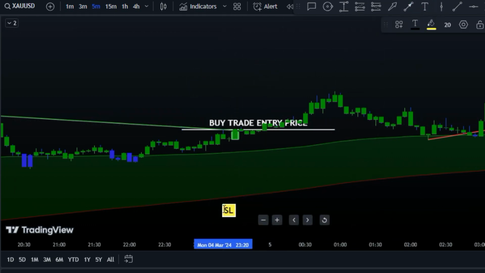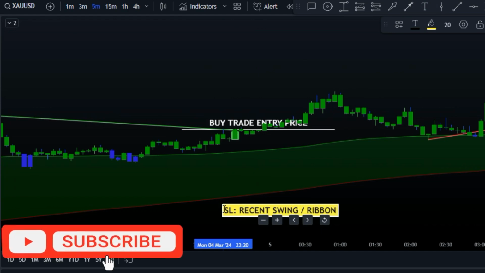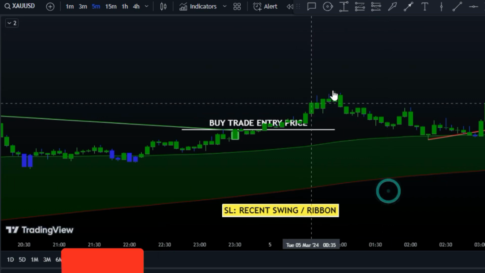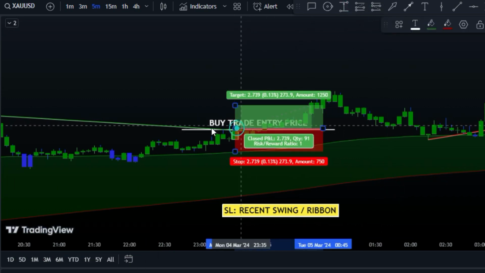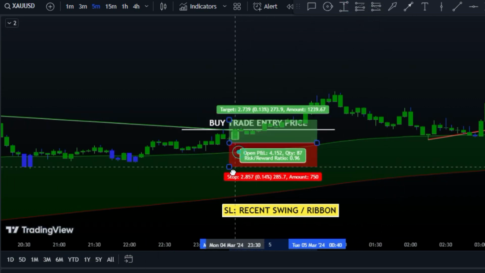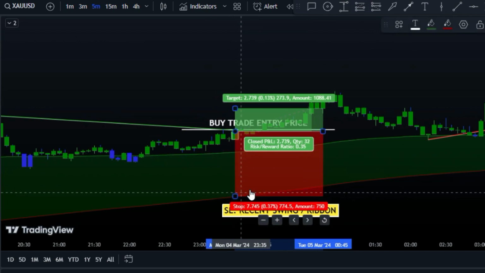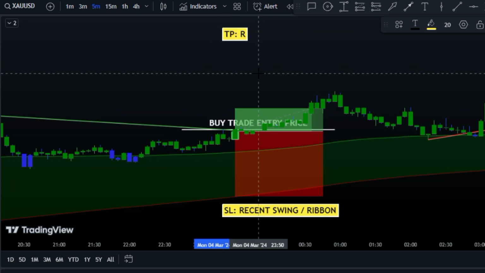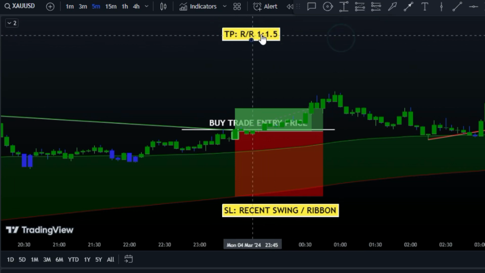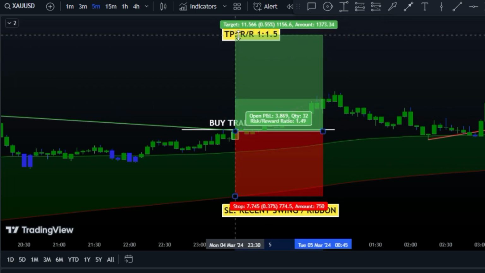But remember, always protect your trade by setting a stop loss. Place it just below the recent swing low or one of the ribbon borders. Lastly, to secure those profits, go for a risk-reward ratio of 1 to 1.5.